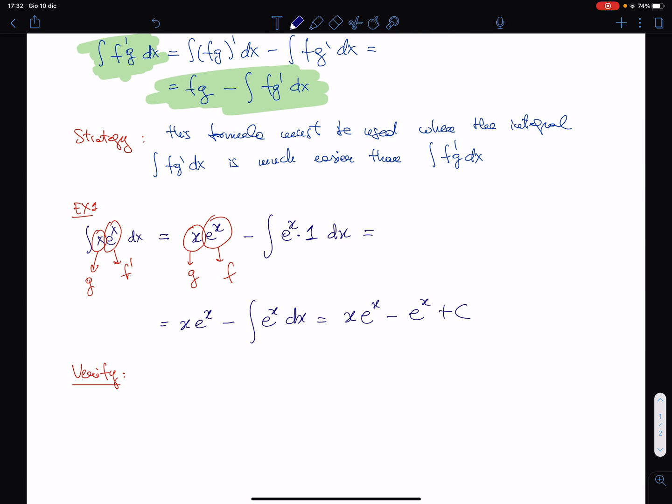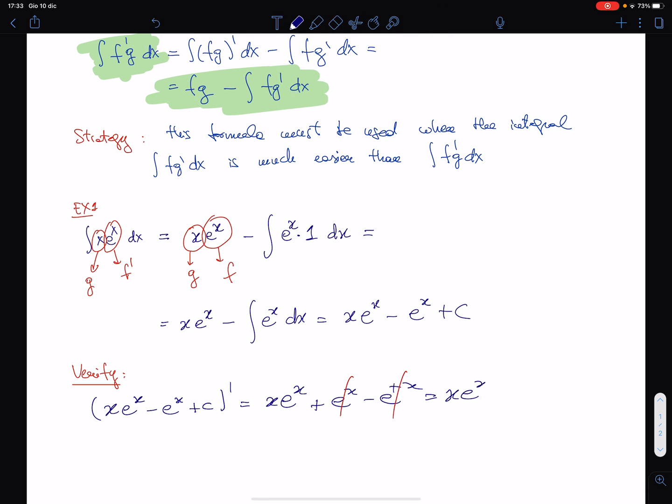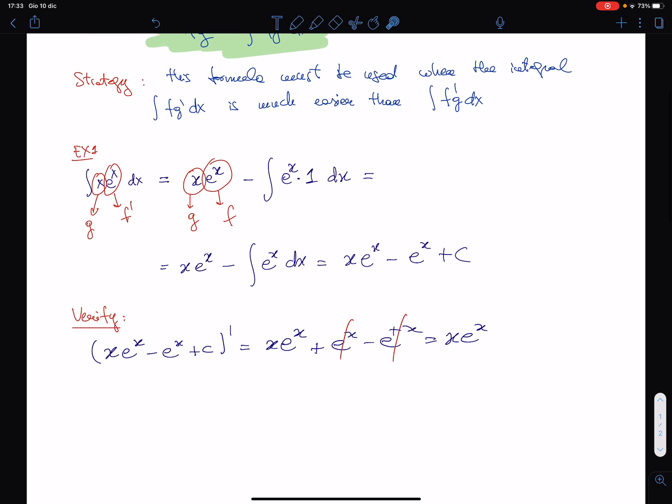So just differentiate x e to the x minus e to the x plus c. When you differentiate x e to the x, e to the x remains the same, and here we have e to the x, then minus e to the x, and of course these two terms cancel each other, and you find at the end x e to the x, which is exactly the function we started with. So this is correct.